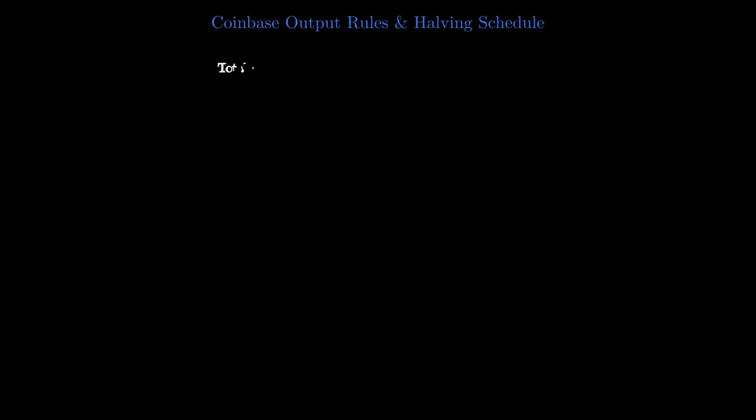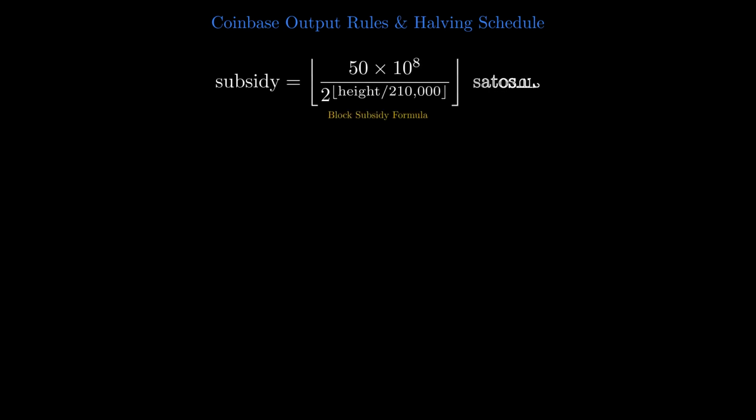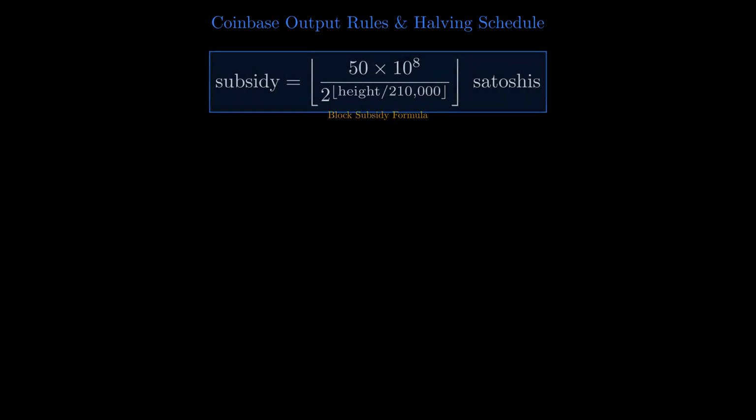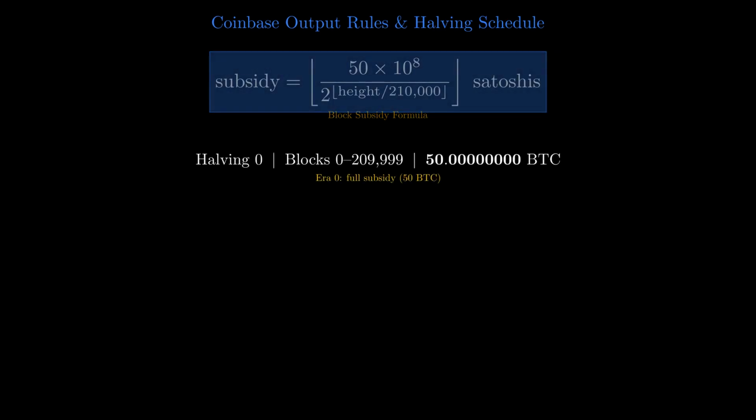The Coinbase outputs are capped. The total output value cannot exceed the block subsidy plus all transaction fees collected in that block. The subsidy itself follows a precise halving schedule defined by the formula: subsidy equals the floor of 50 times 10 to the 8th divided by 2 raised to the power of the floor of height divided by 210,000, all measured in satoshis. Let's walk through each halving era.